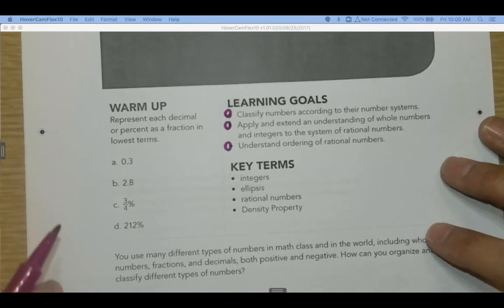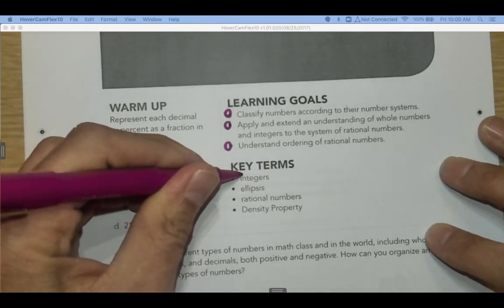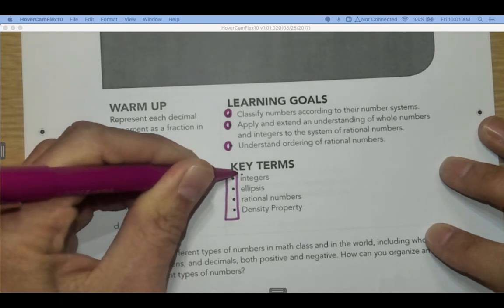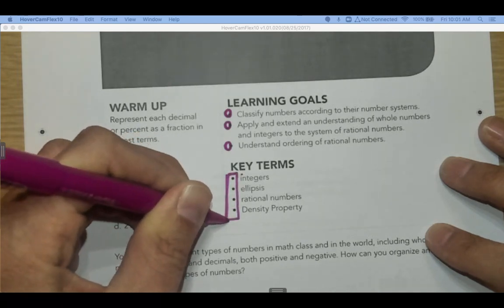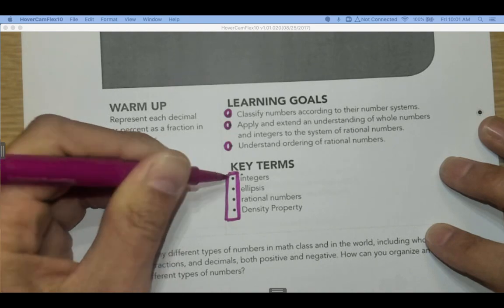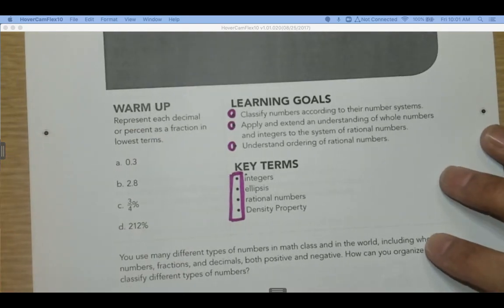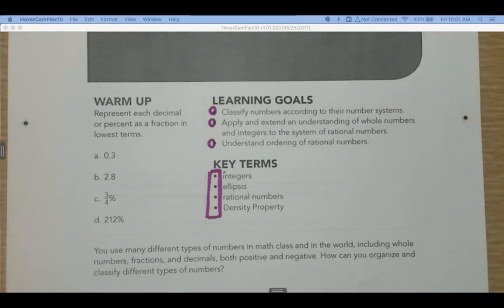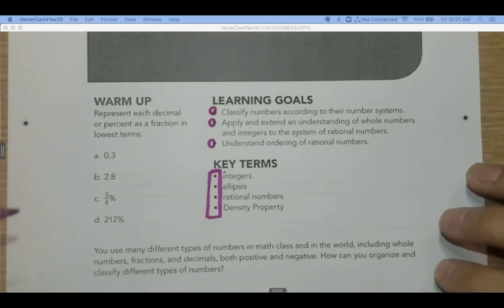Okay. Our key terms are integers, ellipsis, rational numbers, and density property. Down here it says you may use many different types of numbers in math class and in the world, including whole numbers, fractions, and decimals, both positive and negative. How can you organize and classify different types of numbers?